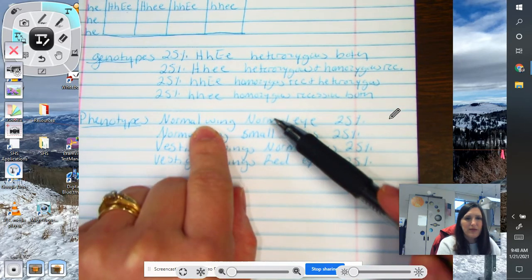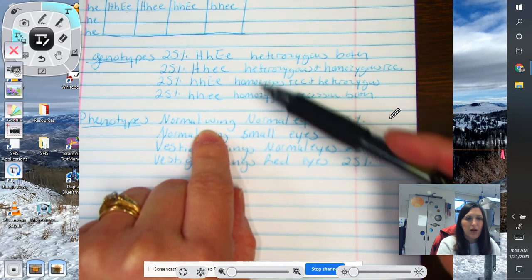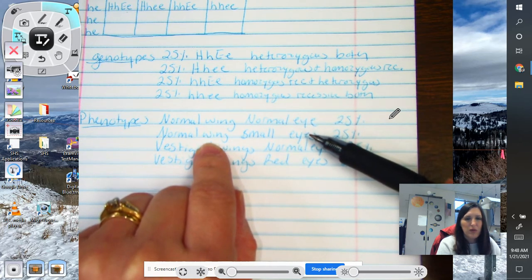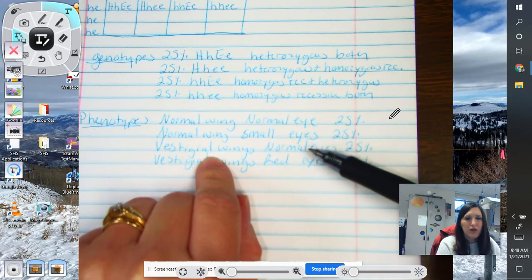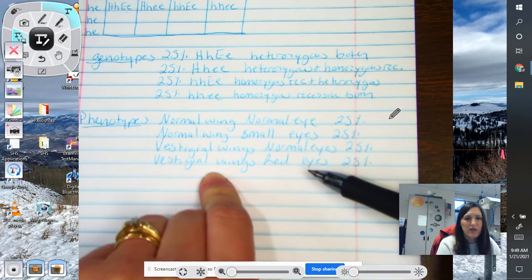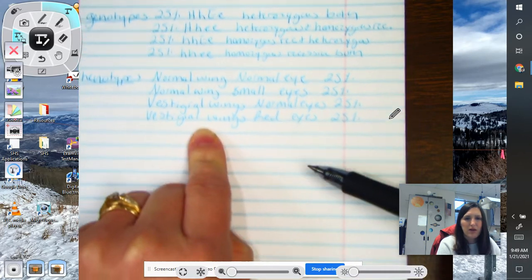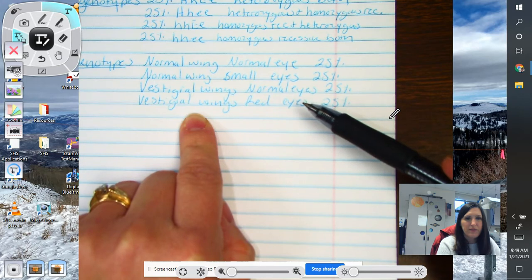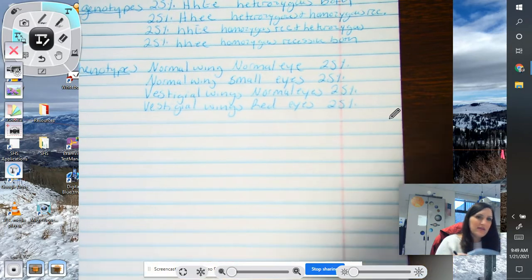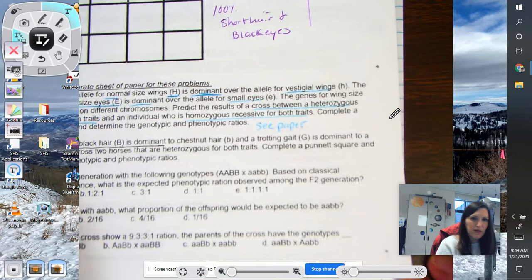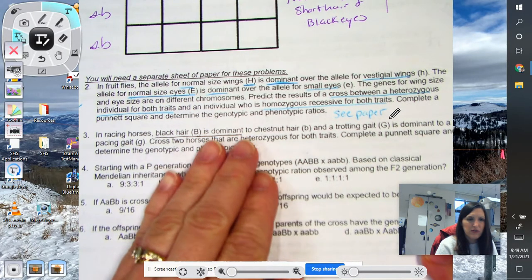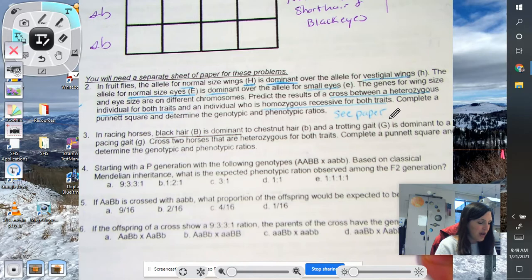For my phenotypes, and that matches my genotypes up here, we will have 25% normal eye, normal wing, 25% normal wing, small eye, 25% vestigial wing, normal eye, and then 25% vestigial wing and small eyes for my recessive traits. Okay? All right. That's at least how to do it. So I hope that helps you guys out. I will be posting pictures of these and the answers later today so that you can check back.